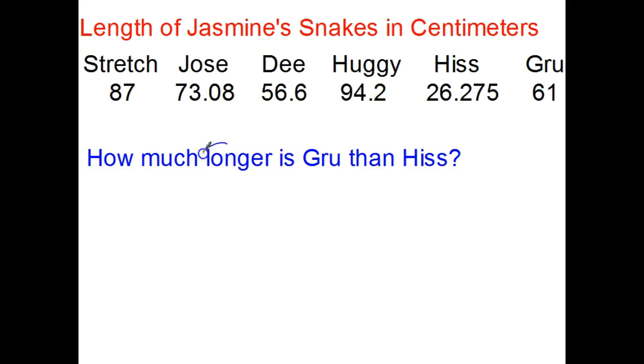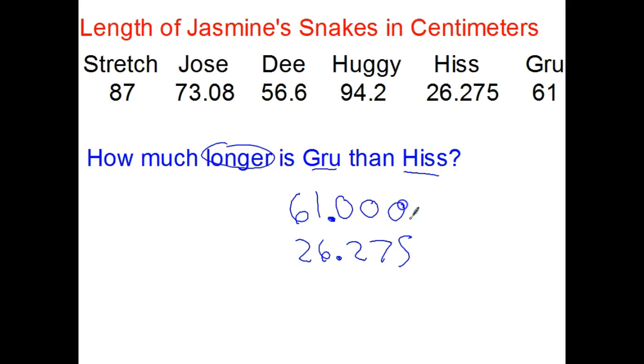Try this one. How much longer is Gru than Hiss? Gru is 61. Hiss is 26.275. Remember, since the 61 doesn't have any decimal, the decimal point goes right after it. This time we're going to add 1, 2, 3 zeros to the 61 so that we've got a number above each of the digits. 0 minus 5, you can't do it.